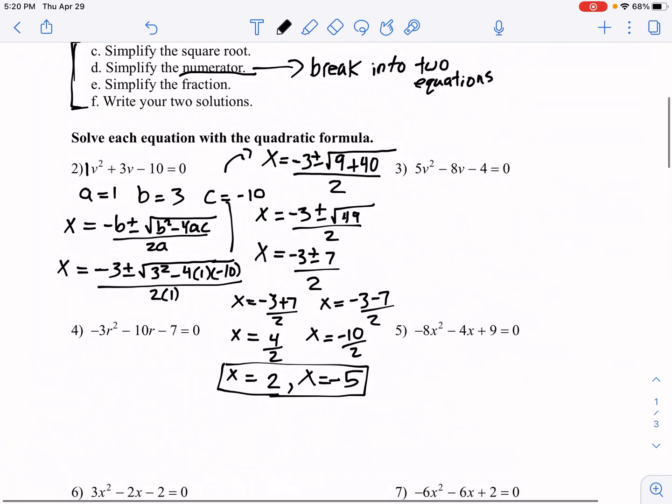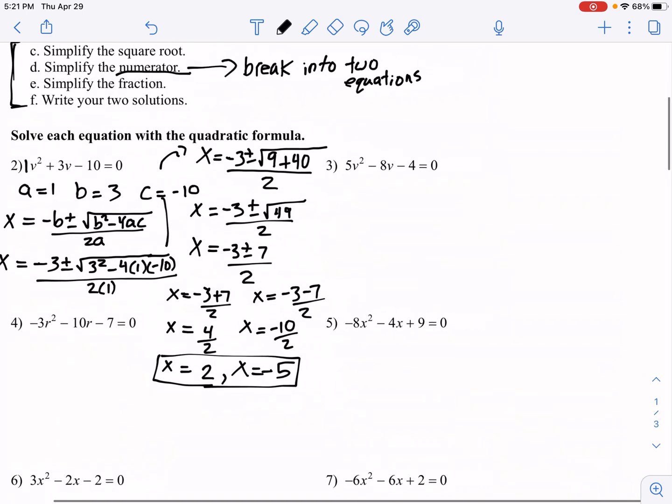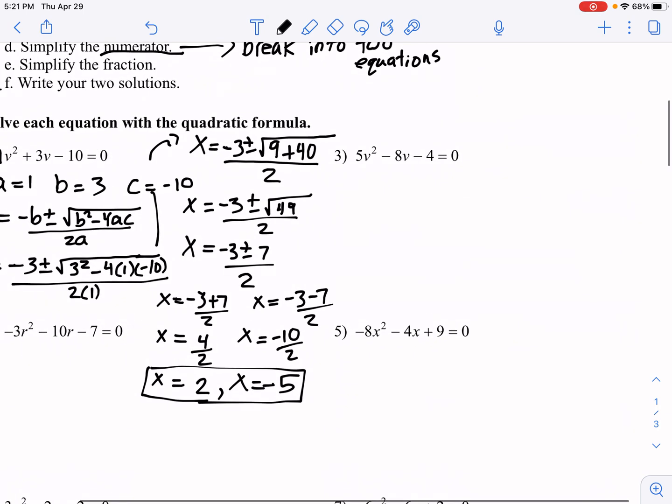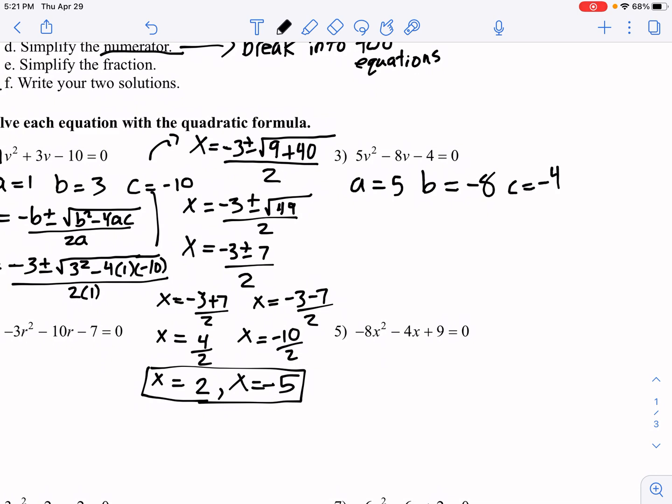Let's maybe try one more here that's kind of simple, and then maybe we could try one or two examples in which we have to simplify the square root. Okay, so again, first thing that we're going to do here, let's look at number 3, is you identify the a, which is a 5, b, which is -8, and c, which is -4. Okay, don't forget the sign.